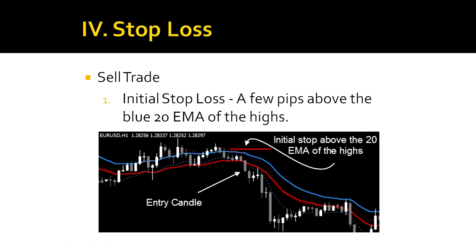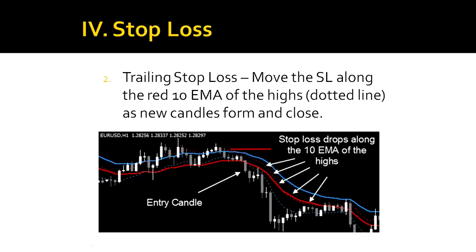And I'll get into that in a little bit. The trailing stop, again, we will now use the 10 EMA of the highs, which will be the red dotted line. And every time a new candle forms, we're going to be able to move our stop loss along that dotted line. And again, almost immediately, we're going to be able to start moving our stop loss towards our entry. And as soon as we can start doing that, the sooner we reduce the risk on our trades.